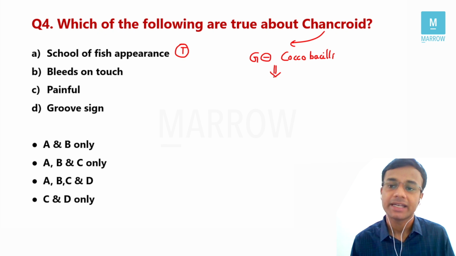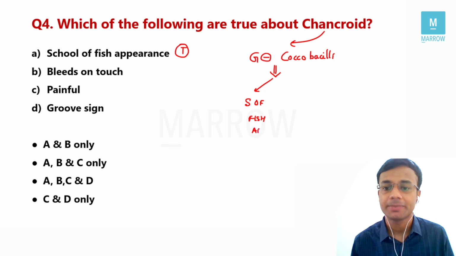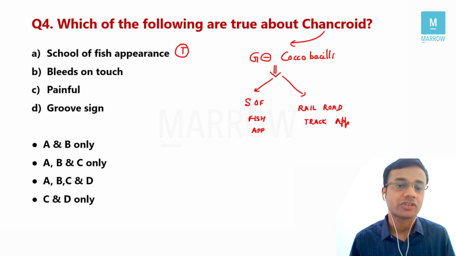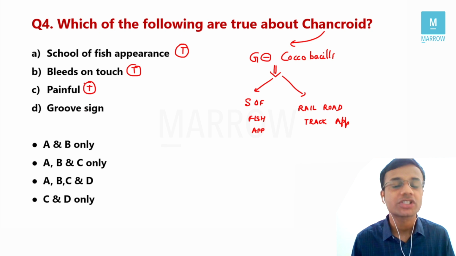These gram-negative cocobacilli are arranged parallelly to result in the school of fish appearance. This is also referred to as railroad track appearance. So school of fish appearance is number 1, also referred to as railroad track appearance. Bleeds on touch is also a true statement. Painful, yes, this is also a true statement.